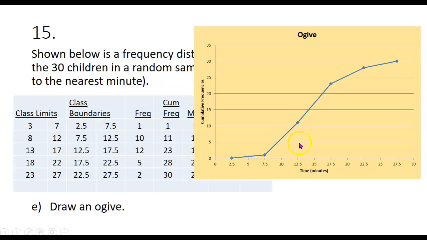Above the 12.5, I go up to 11. Above the 17.5, I go up to 23. Above the next boundary, 22.5, I go up to 28. And then above the 27.5, I am up at 30.